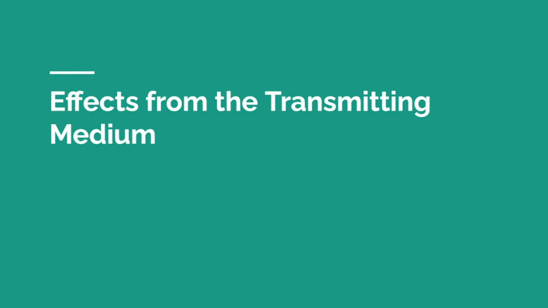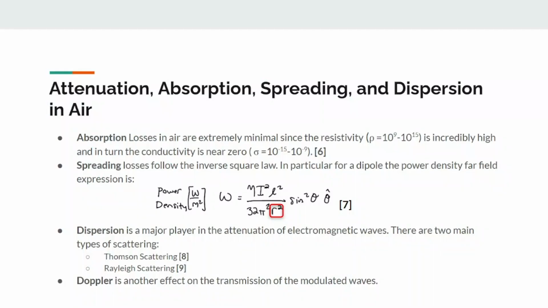So the effects from the transmitting medium. I am using air as the medium, and I'm mostly focusing on RF. If we look at the absorption losses in air, they are minimal because the resistivity is so high. Also the conductivity is very low. I mean, they're inverses. The spreading losses follow the inverse square law.